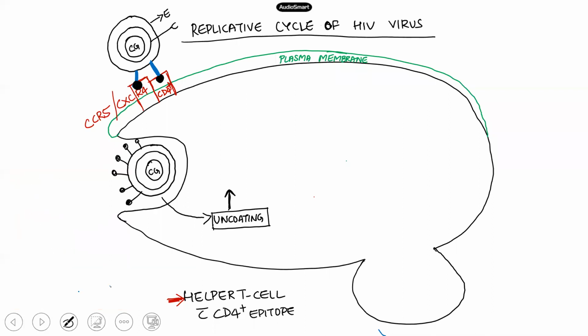So let me draw a virus particle for you. So this is a single-stranded RNA, and attached to it is your reverse transcriptase. Now, what happens is this particular reverse transcriptase will convert this single-stranded RNA into a double-stranded viral DNA.